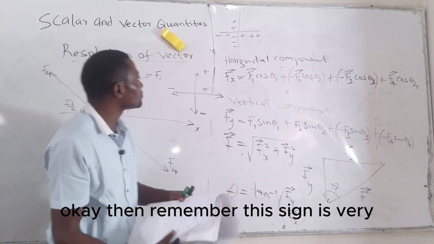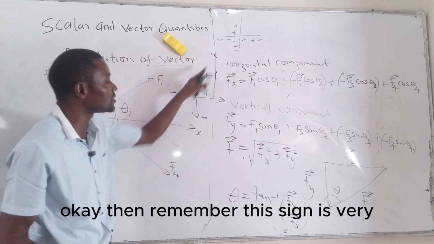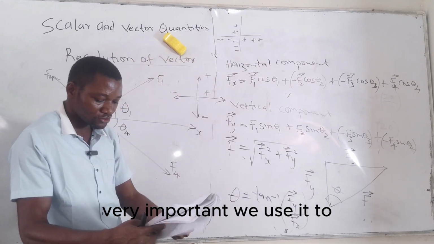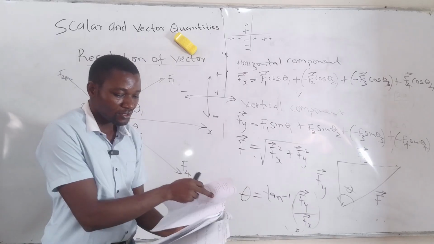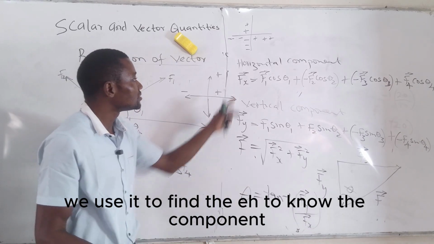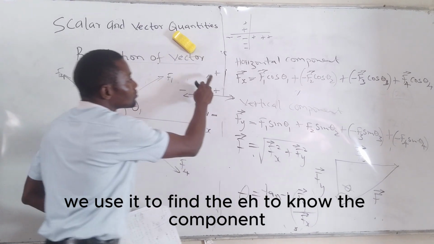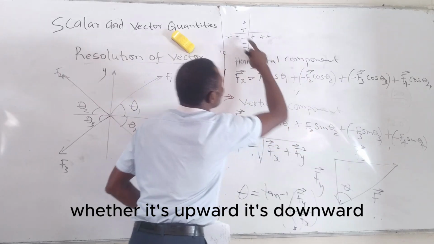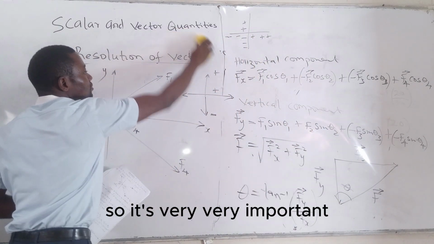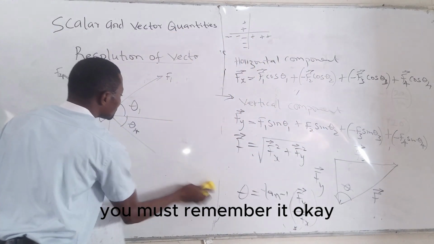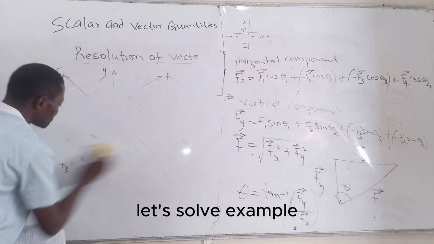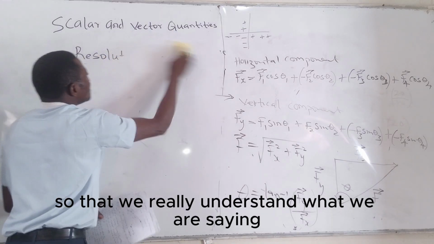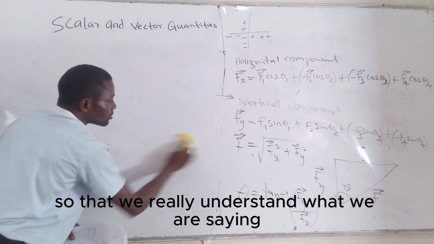Okay, then remember this sign is very, very important. We use it to know the component, whether it's upward or downward. So it's very, very important. You must remember it. Okay, let's solve an example so that we will really understand what we are saying.